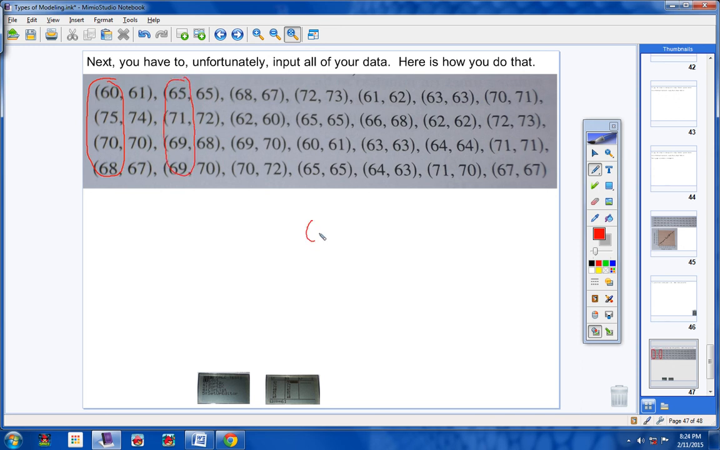Each one of these ordered pairs is an x, comma, y. So here's your x values. Now, it doesn't matter what order you put them into your calculator. I went down, so in my calculator I put in 60, then 75, then 70, 68, then 65, 71, 79, 69, then 68, 62, 69, 70, so on and so forth. Okay, now, Mr. Earhart, that's all fine and dandy. How do you do it? Well, I'm glad that you asked. Here's how you would do this.